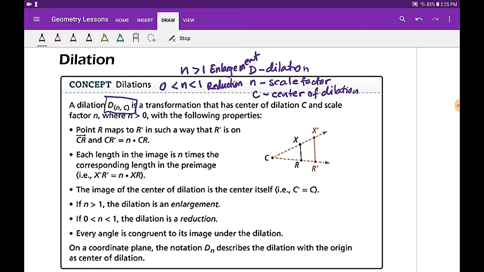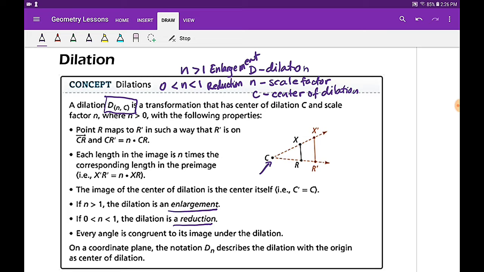Let's proceed. The image of the center of dilation is the center itself. If there's one point that doesn't move, it is the center. So if you dilate point C, from C, the result is still C. Okay, that's obvious. Now, if n is greater than 1, the scale factor is greater than 1, it is an enlargement. I jumped the gun there. Proceeding, if n is less than 1 but has to be greater than 0, the dilation is a reduction. We talked about that already.